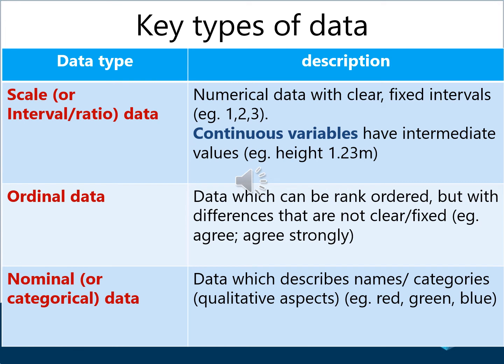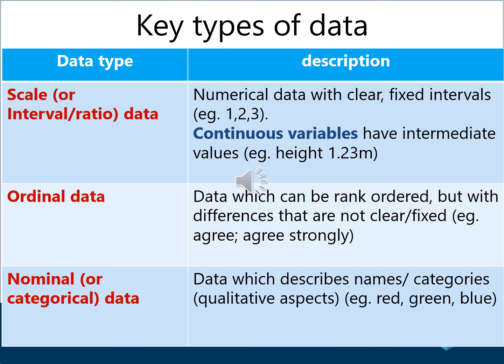In the previous slide, we touched on the type of data obtained from quantitative research, and this slide gives further information. Many quantitative studies produce scale or interval ratio data. These data are numerical data with clear fixed intervals. Continuous variables have intermediate values, so variables such as height and weight.